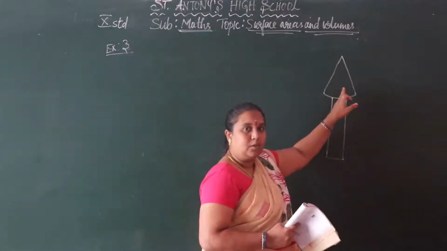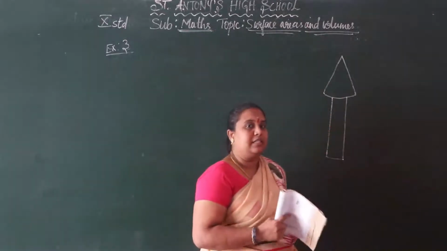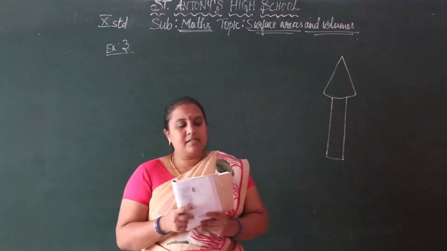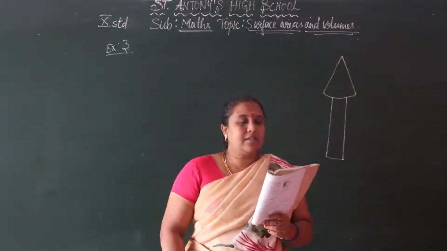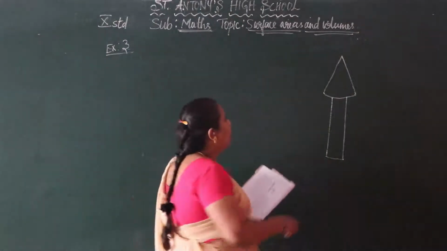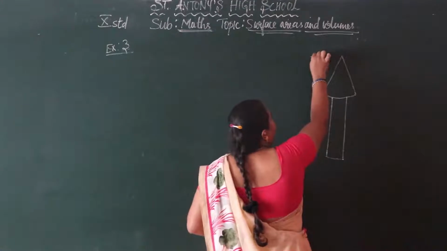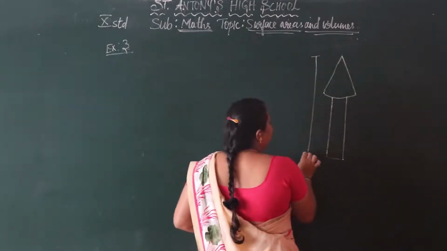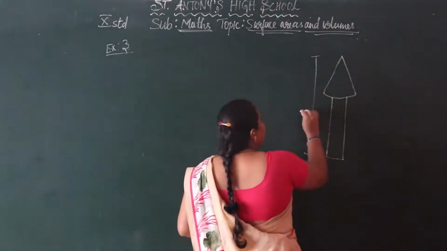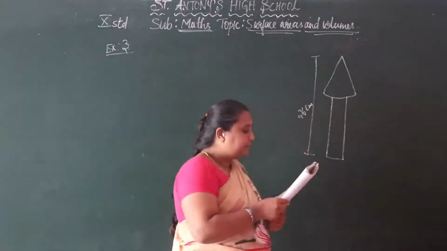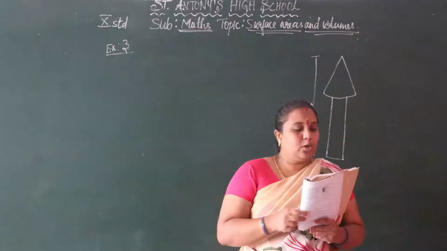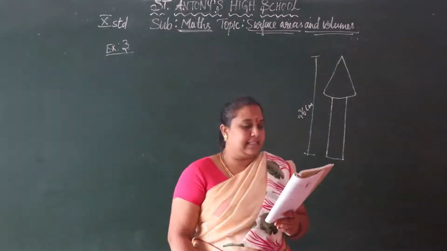Okay. A cone mounted on a cylinder. As shown in the figure, the height of the entire rocket, from here to here, is 26 centimeters. And the height of the conical part is 6 centimeters.